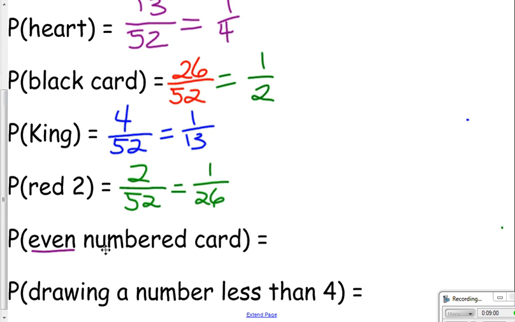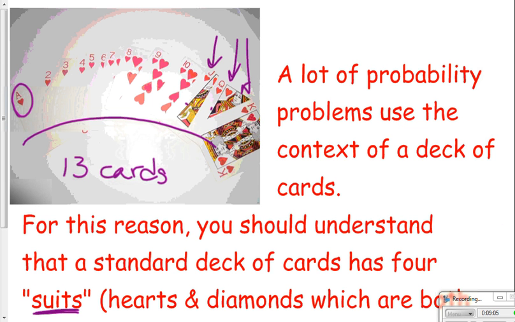Okay, the next one, probability of getting an even numbered card. Okay, we need to think about these words, even numbered. So if we look back at that previous slide, the even numbered cards here, let's get my eraser for a second.